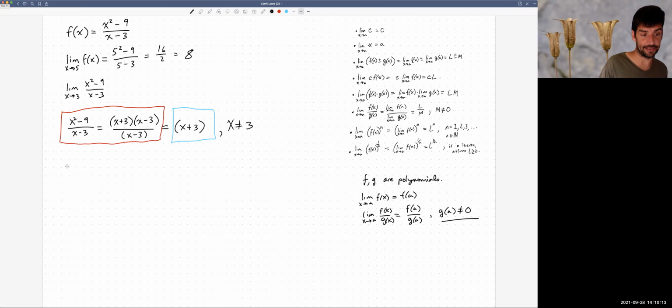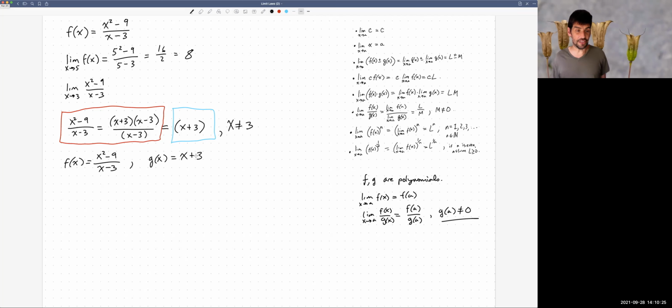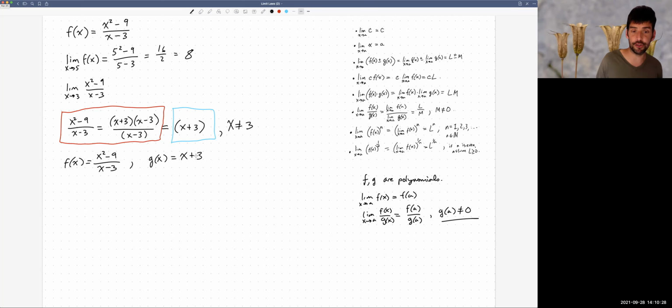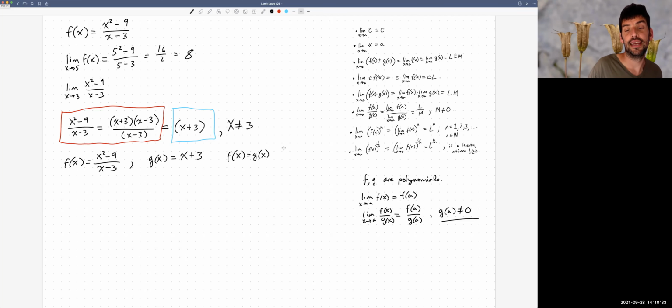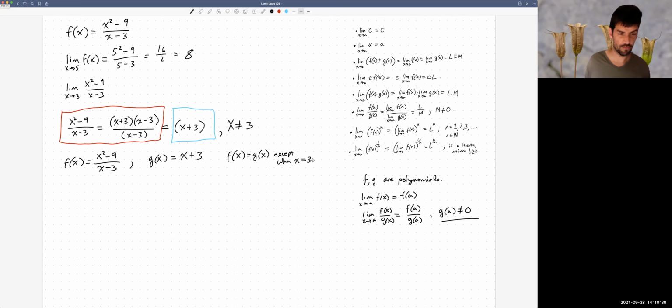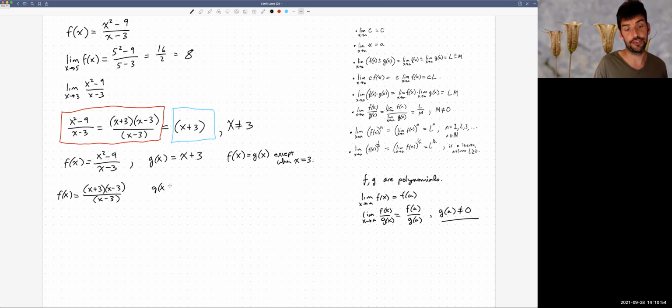So let's consider these two functions. I've got f of x is equal to x squared minus 9 over x minus 3. And I've got g of x is equal to x plus 3. These two things are the same function everywhere. In other words, f of x is equal to g of x, except when x equals 3, right? And actually I'm going to write f of x as x plus 3 times x minus 3 over x minus 3. That's exactly the same. Nothing's changed there.